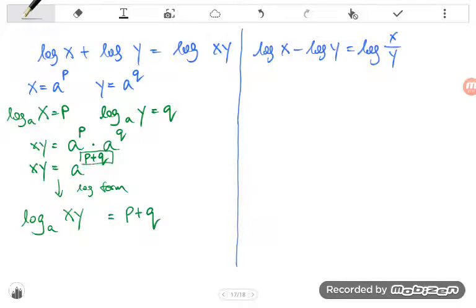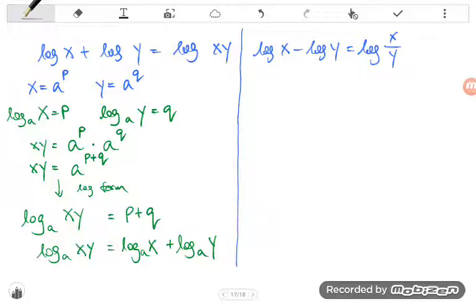Right now my exponent is over here, right? So what's p plus q? P is over there. P can be represented by log x to the base of a, right? And q is over there, so I can replace q with log y to the base of a. So there you go. This is how the rule comes by.